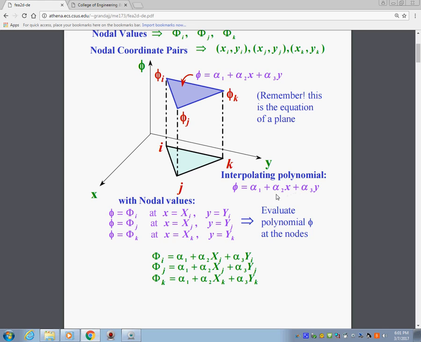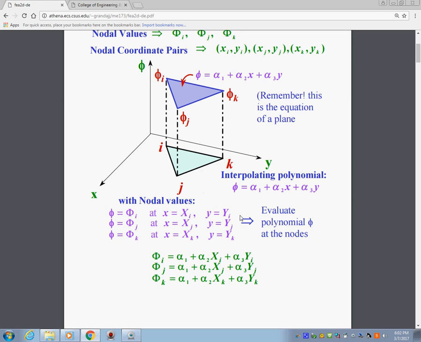So here we have what we call the interpolating polynomial, which is in fact a plane. So phi sub I at x sub I and y sub I. And phi sub j at x sub j and y sub j, and phi sub k at x equals x sub k and y sub k. So these are coordinate pairs.